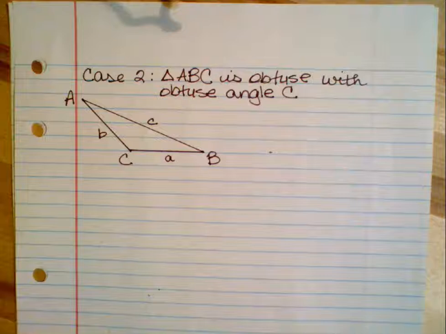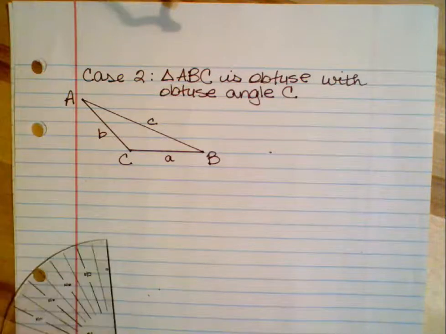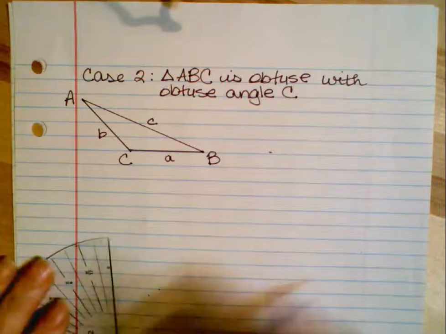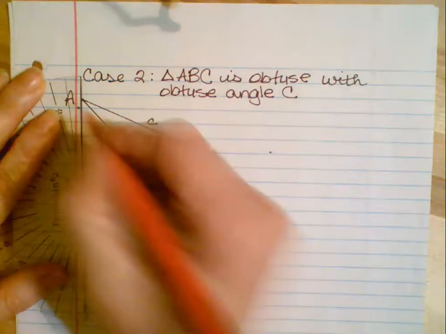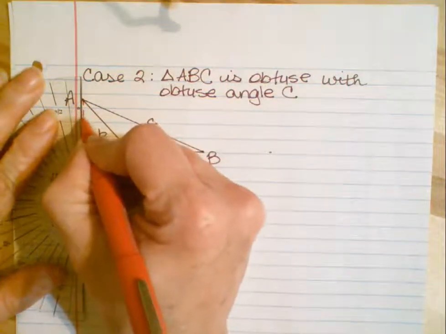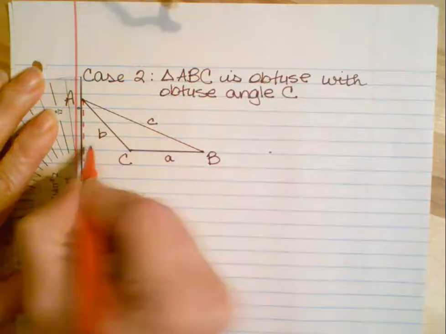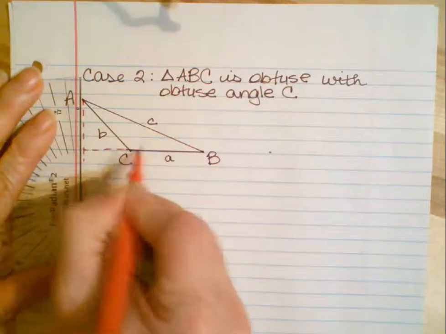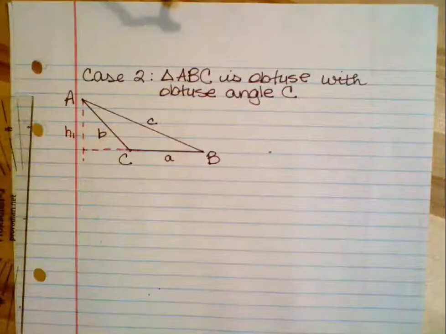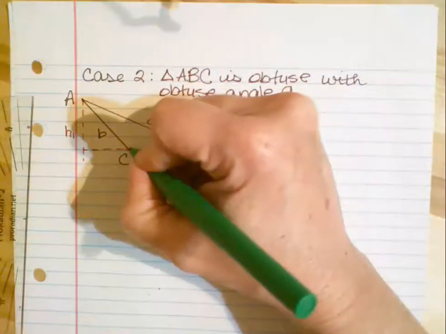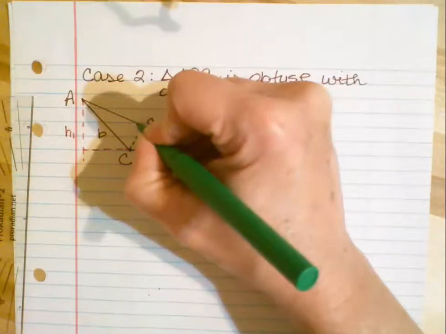And in this case, when it comes to drawing in your altitudes, you'll want to do that in two places. One of them is going to have to be outside the triangle, which is what we're going to see in this case. We're going to draw our altitude from point A down to this side segment CB. We'll call that one H sub 1, and we'll draw a second altitude as well from angle C to side c. And that one you want to refer to as H sub 2.